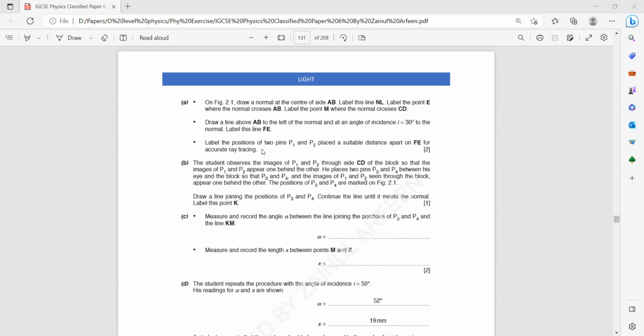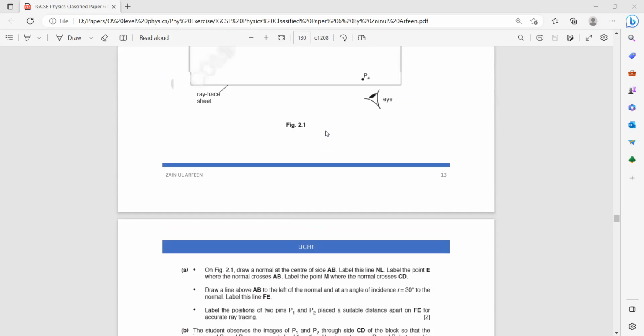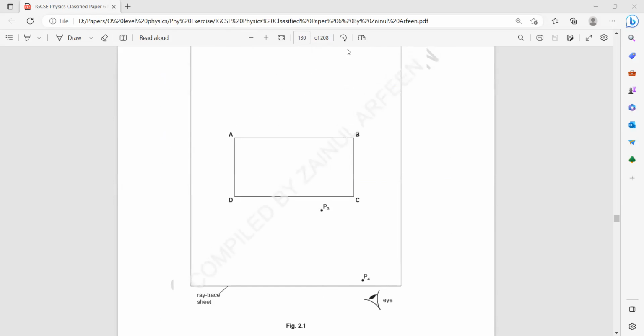Then label the position of the 2 pins, P1 and P2. The next point: draw a line above AB, to the left of the normal, at an angle of incidence of 30 degrees, and label the line as FE. So this was the first thing we did. N and L should be perpendicular because it is a normal. A normal should always be perpendicular, or 90 degrees, to the surface.